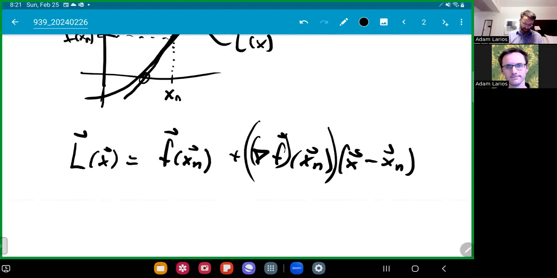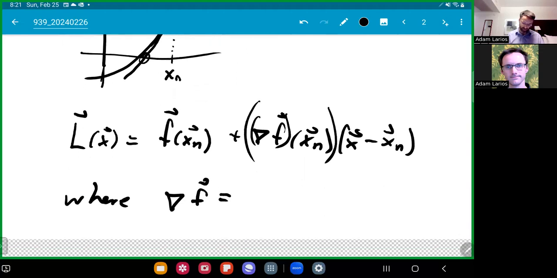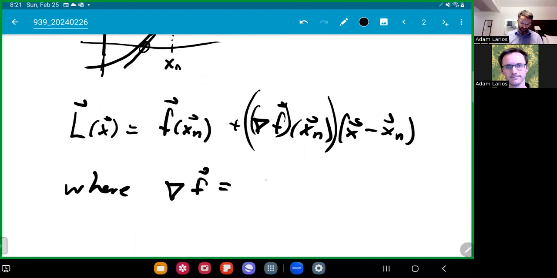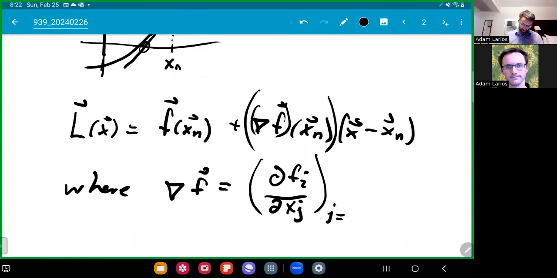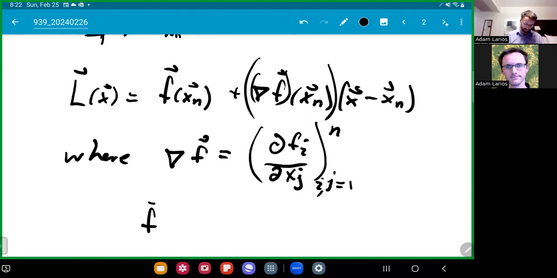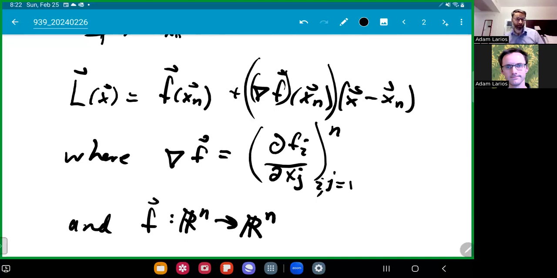So just to be clear, the gradient of a vector function is a matrix. It's the Jacobian matrix. It's the matrix of partial derivatives of fi with respect to the jth component, where i and j go from 1 up to n, since we're thinking of F as a map from Rn to Rn. So we have this linear approximation, and then we can actually just solve this fairly straightforwardly.